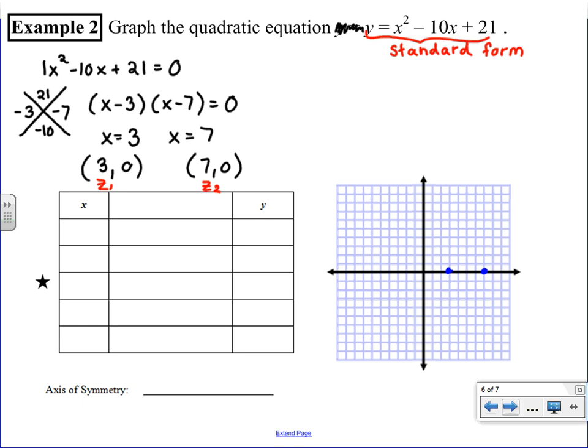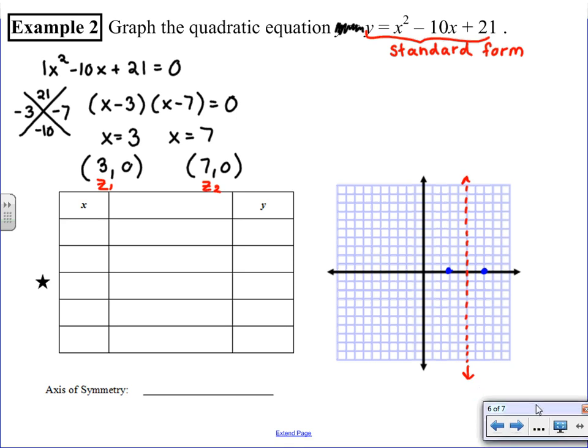Again, I think you can just look at the graph and find the axis of symmetry if you just average those together, or if you just go in the middle. So here's our axis. It is a vertical line, and you'll notice that that is at 5. So we could go ahead and fill in our axis of symmetry right away. And that's the line that all our points are going to flip across.